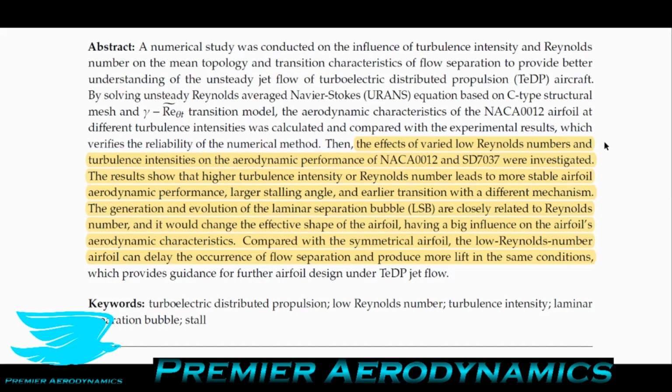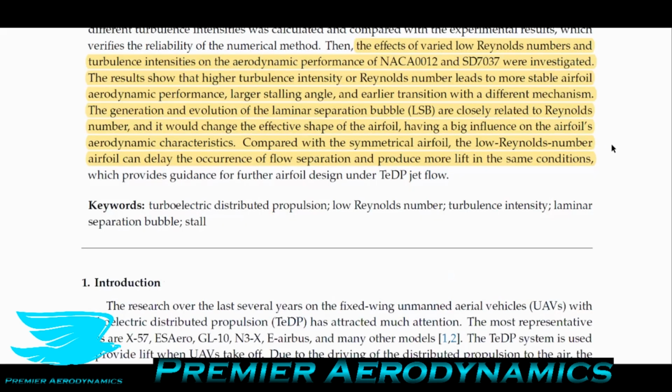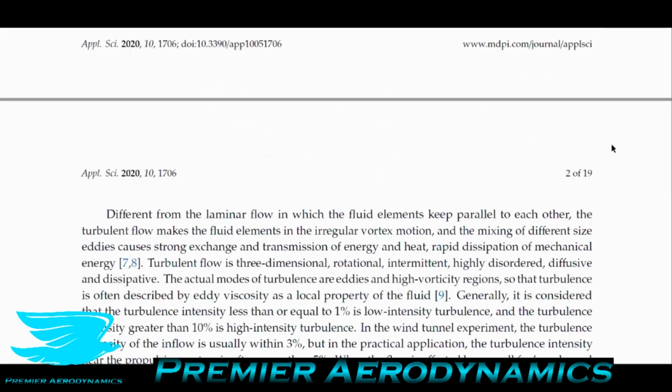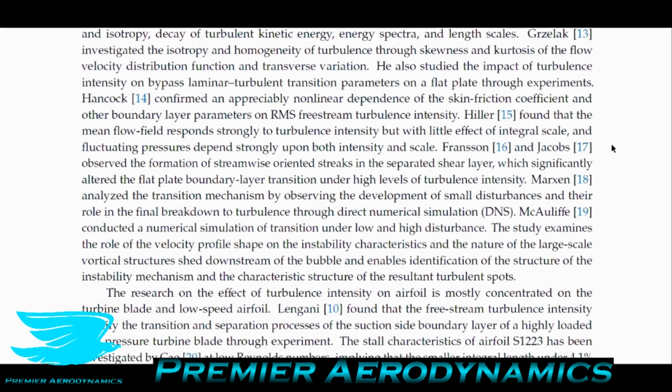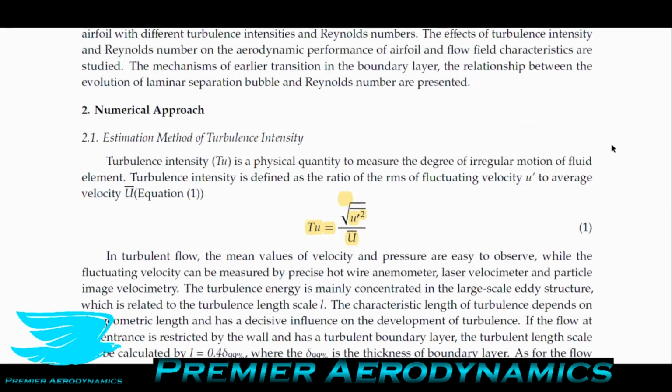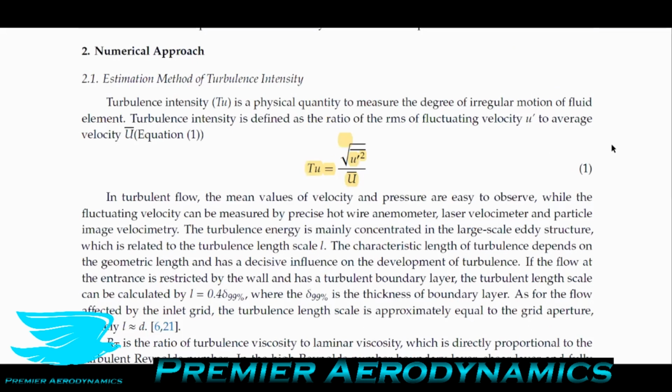Moving on. In the abstract, they said, compared with a symmetric airfoil, the low Reynolds number airfoil can delay the occurrence of flow separation and produce more lift in the same conditions. So what they're saying here is the turbulence intensity really affects the complete flow physics and performance of these airfoils. They're very important, so that's why they investigated them. And again, it's not just for experiments, it's for CFD as well. So let's go into depth now on what this means.